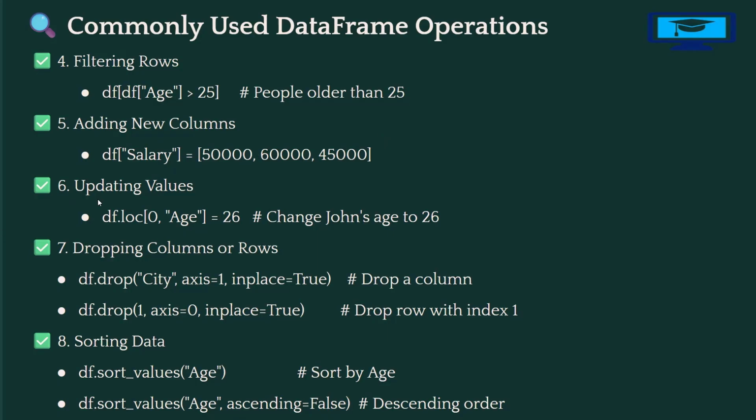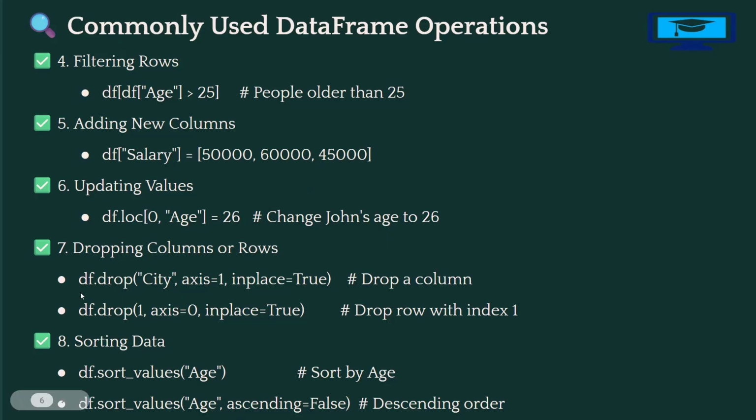Updating values, this is how we update values, df.loc. Now in this loc, basically that's the location. In that location, at the 0 index, I want to put an age value as 26. So John, the person at the 0th index, his age is 26. So that value is updated.